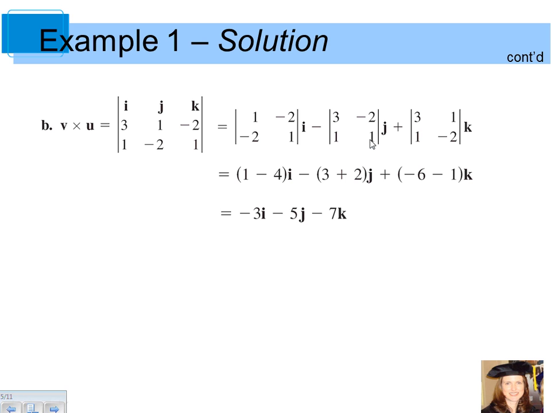Now, if you recall from the previous slide, this is a similar result, but all of the components are opposite. That happens when you reverse the order of the cross product of two vectors. You end up with opposite vectors.